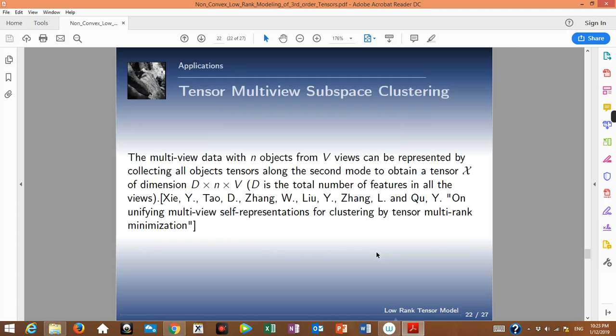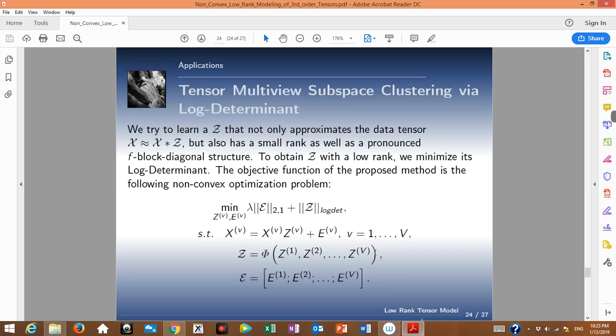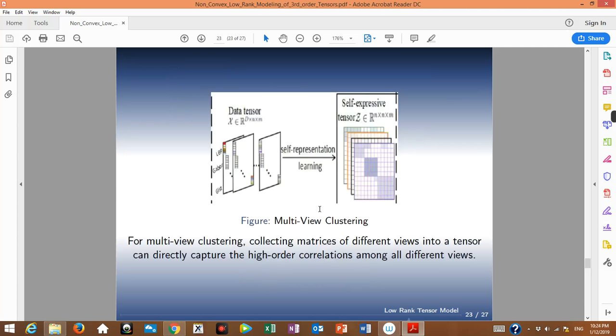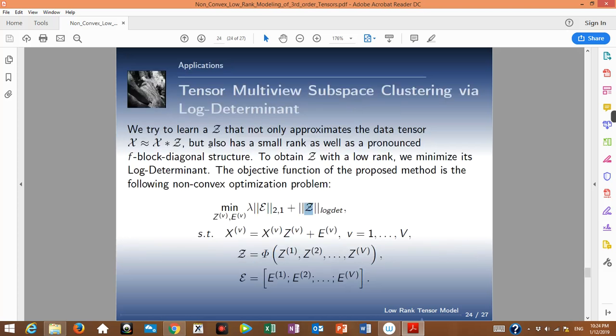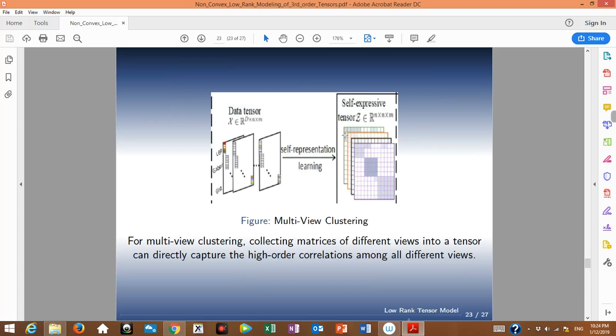In our research, we try to propose a log determinant representation of the tensor rank. So the method is to find the self-expressive tensor Z. That is, X is approximately equal to X times Z. Here, this is the T-product. And Z here is the self-expressive tensor with a low rank. Not only a low rank, but also has a block diagonal structure.